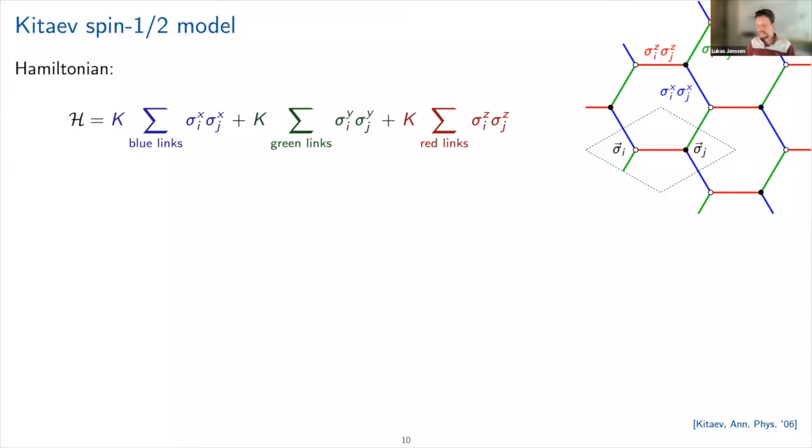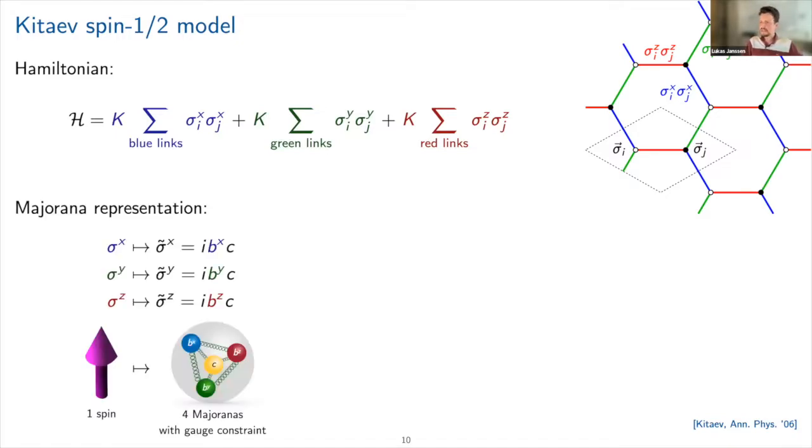Classically, these spins really don't know where to point, because if you want to satisfy the red bonds, you would like to point your spins towards the z-axis, while if you want to satisfy the green or the blue bonds, you want to point your spins into the x or y direction. However, still, and that's a crucial point of Kitaev, you can solve this model exactly, and that's extremely nice.